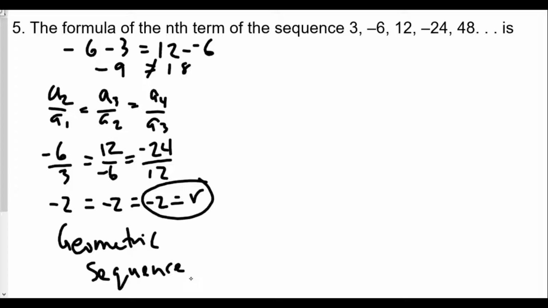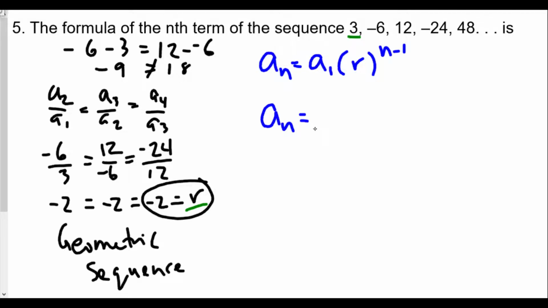To find the nth term, we're going to use our formula here of A sub n equals A1 times R raised to the n minus 1. And so we have our R value, because really all we need is the R value, which we have, and we have the first term, A1 is 3. So we're going to plug in here so that A sub n is equal to 3 times -2 raised to the n minus 1 power.